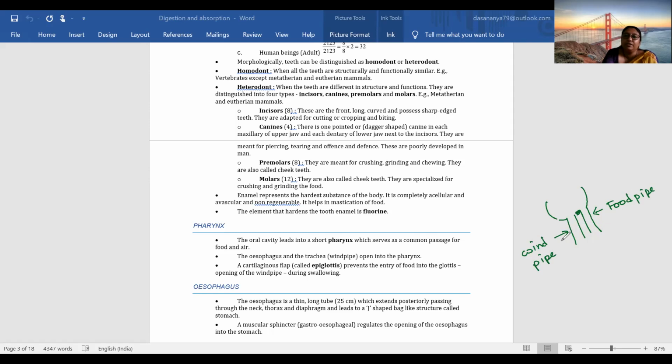See, I told you that by no means should food enter into the windpipe, because the windpipe will take it to the lungs, which are not able to handle food. Food will act as a blockage in the lungs, and we will choke and we will die.